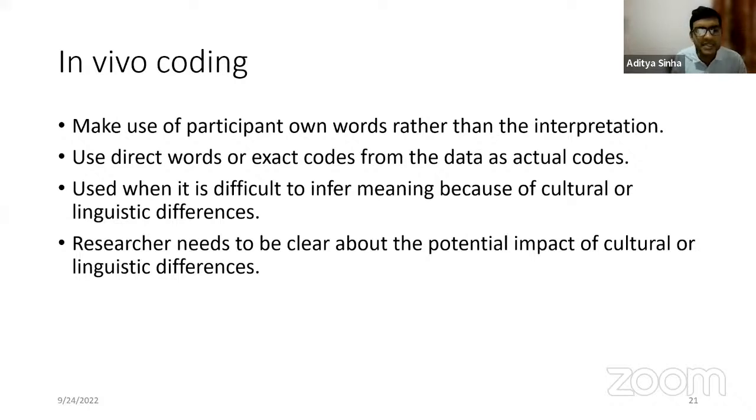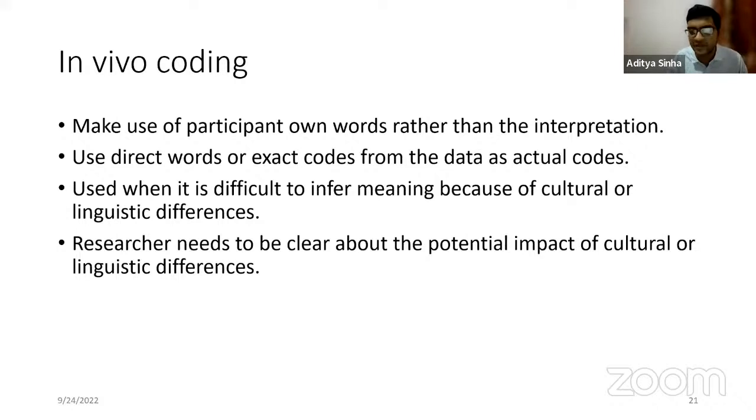Suppose we are conducting research on some cultural heritage of some ancient people. Then we can make use of in vivo coding, because it will be very difficult for a person to know the exact meaning of that in our context. They might use different words or sentences for that thing. So whenever you are conducting research on some cultural thing or heritage thing, or something which has linguistic differences, we go for in vivo coding, where we make use of the same words that the person has spoken.